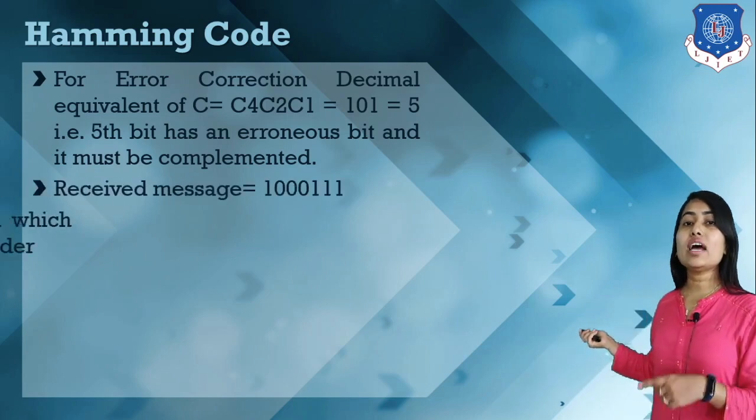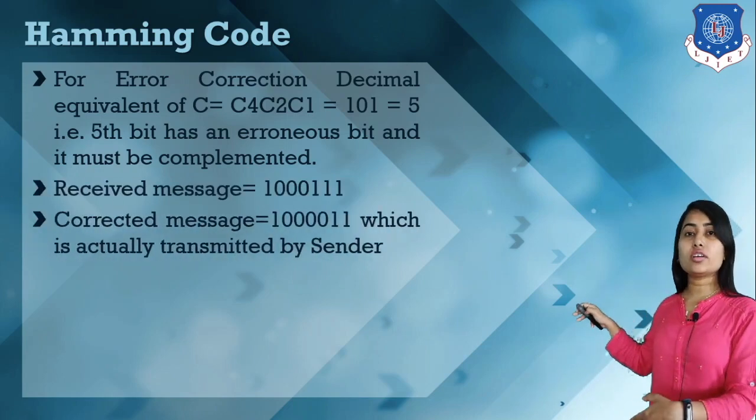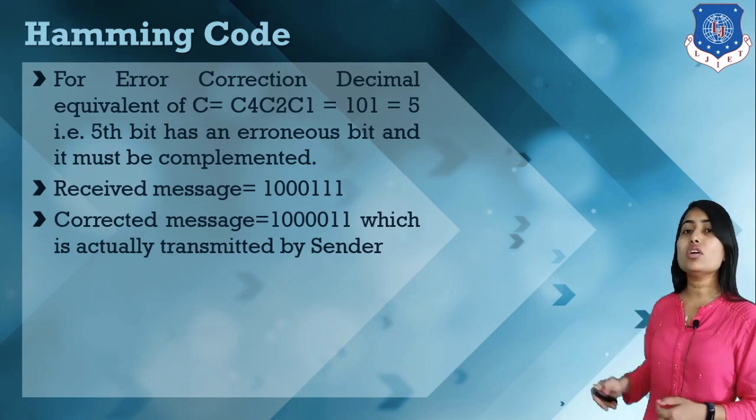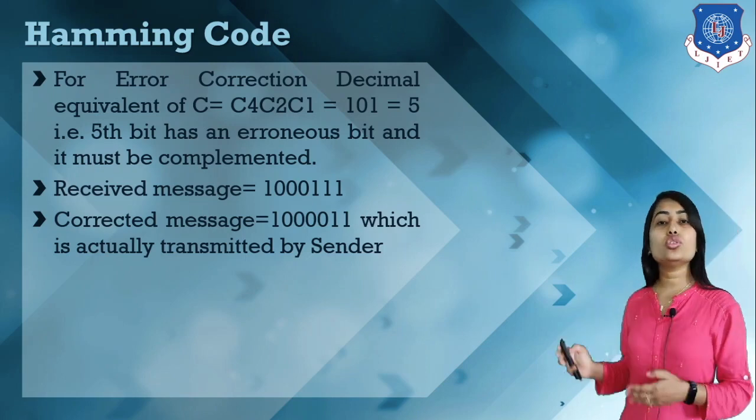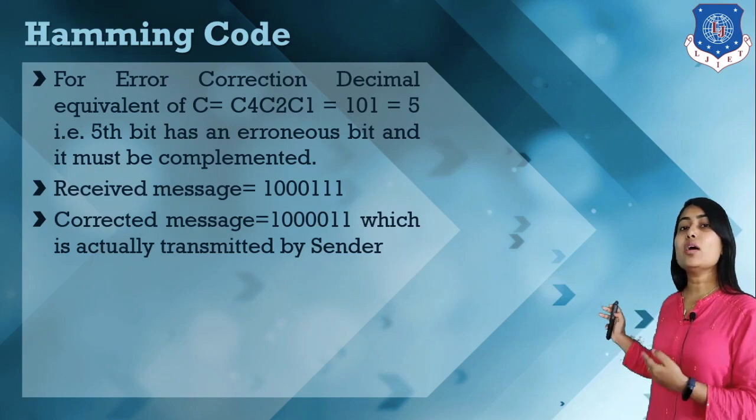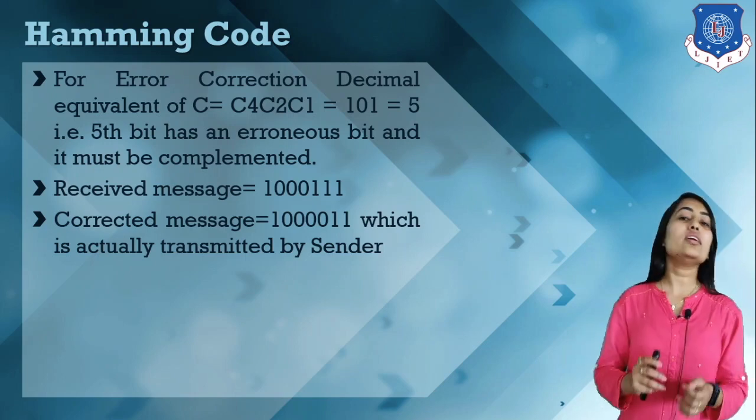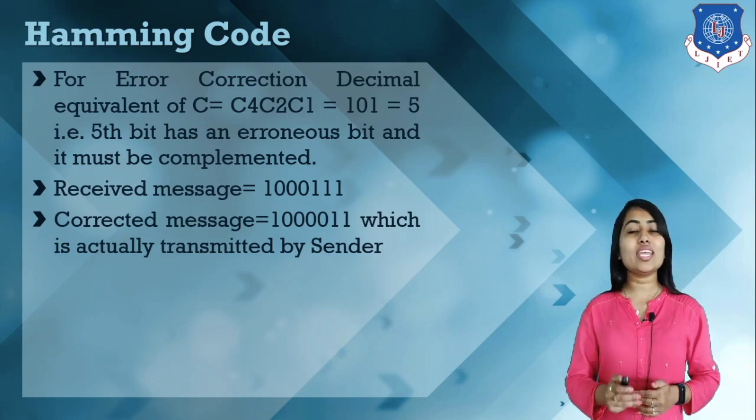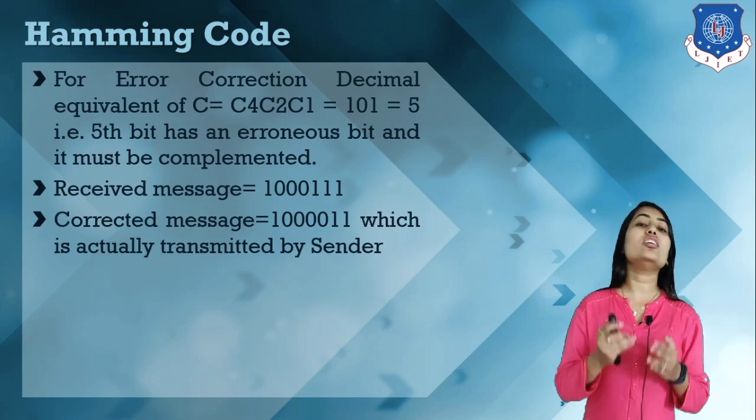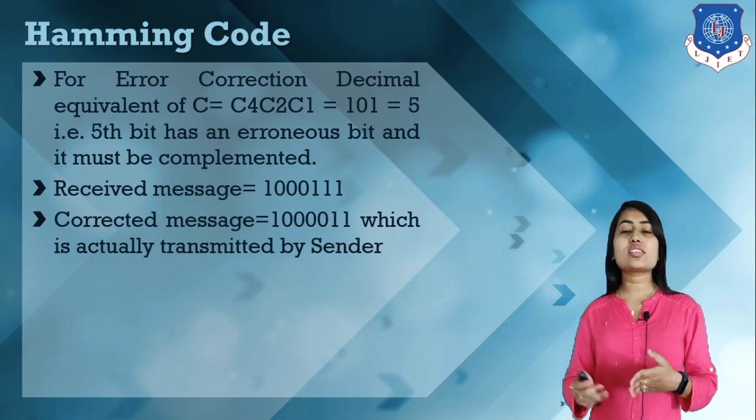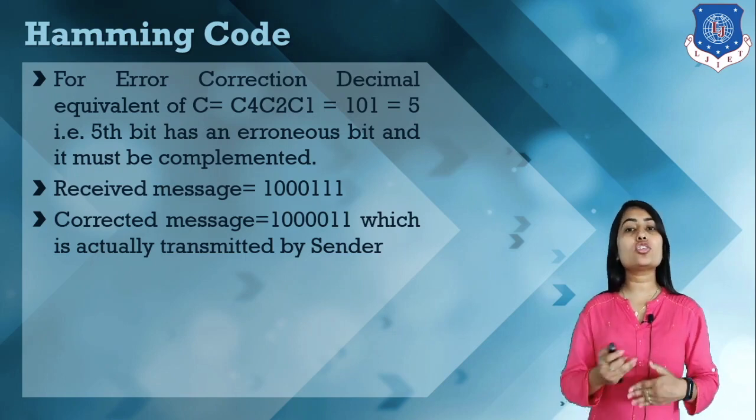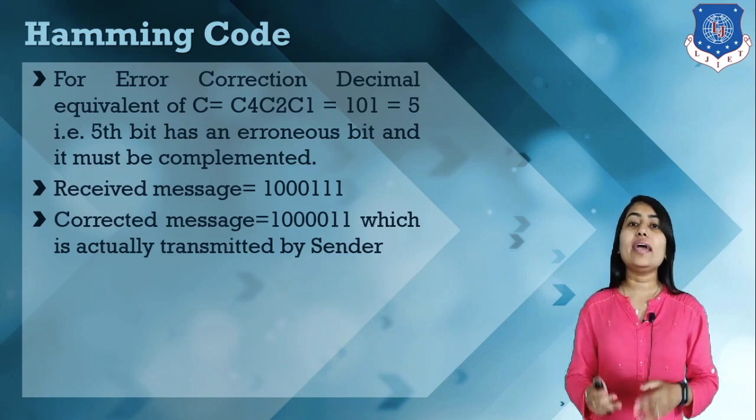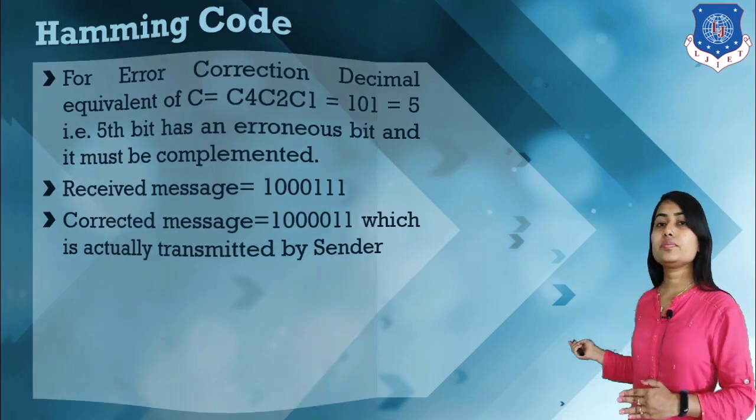In the received message, this fifth location digit is complemented, so we have our correct message. This correct message is the message which was transmitted by the transmitter. This is how the receiver can perform recalculation, identify the erroneous digit location, and complement that digit, so we have our correct format. This is how an error correcting code works.